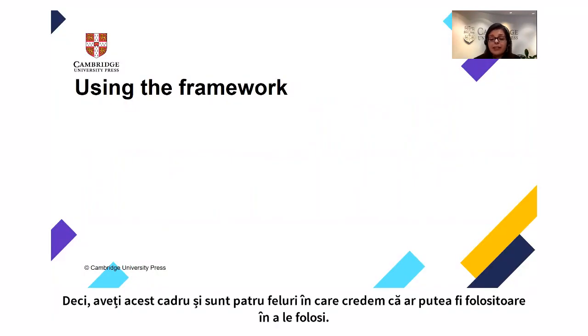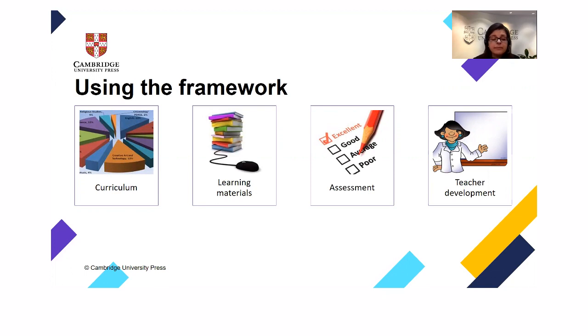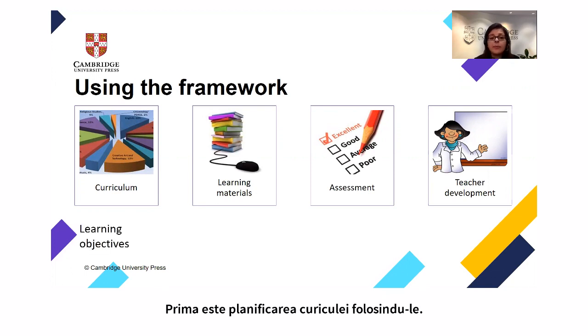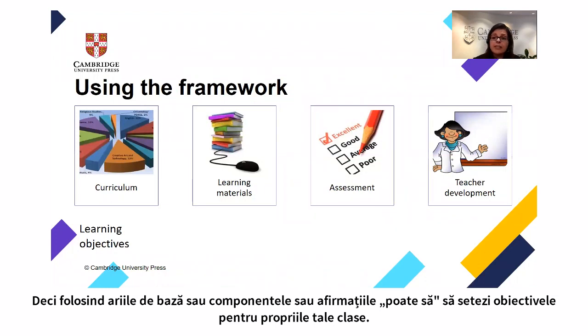So you have this framework, and there are 4 ways we think that might be useful to use them. The first way is to plan the curriculum using them. So we can make our learning objectives when we're planning the curriculum at the beginning of the year, for example, by using the breakdown of the different competencies to form learning objectives. So maybe you use the core areas or the components or the can-do statements to make learning objectives for your classes.